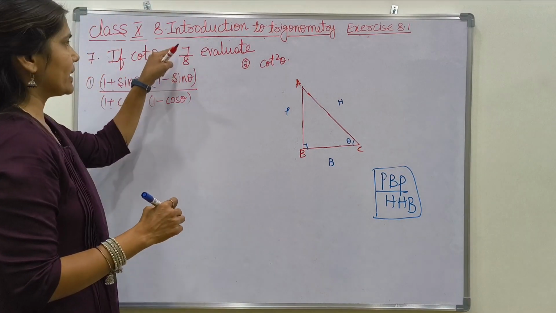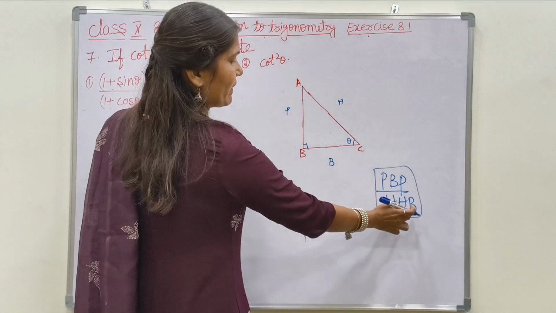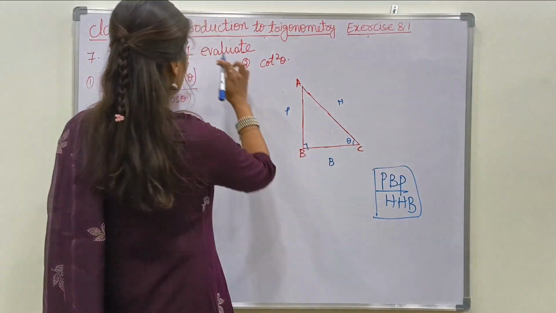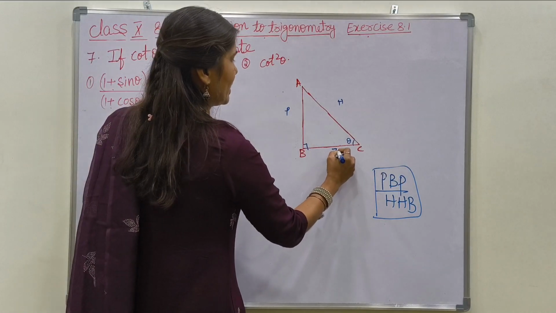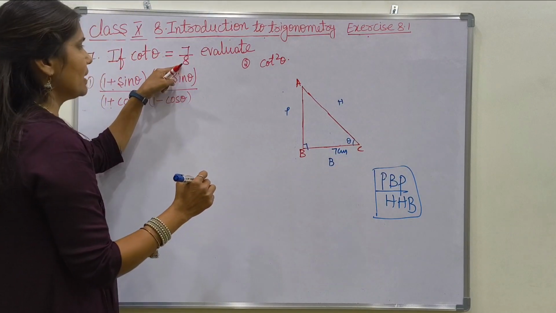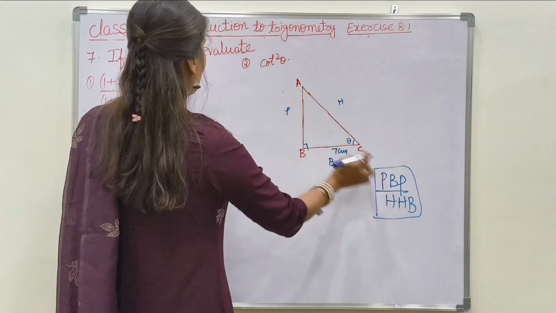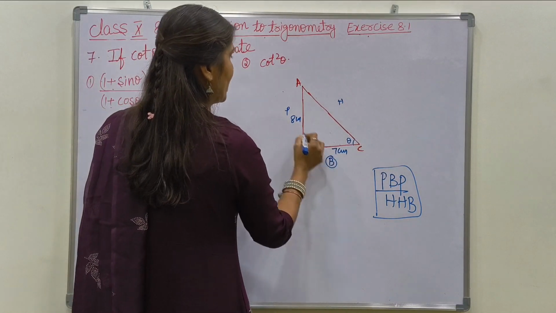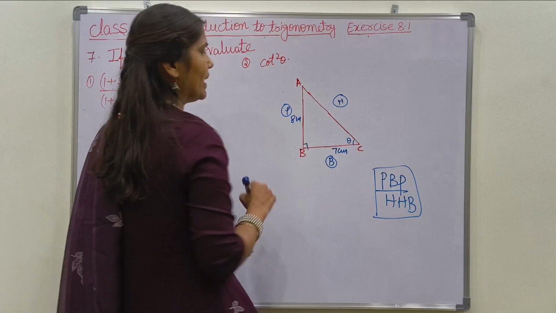So cot theta is equal to 7 by 8. Cot means what? B by P, base by perpendicular. Base means what? 7. This value is 7. Next, perpendicular, how much is there? 8. So this is the 8. Okay. This is the base, this is the perpendicular, this is the hypotenuse.